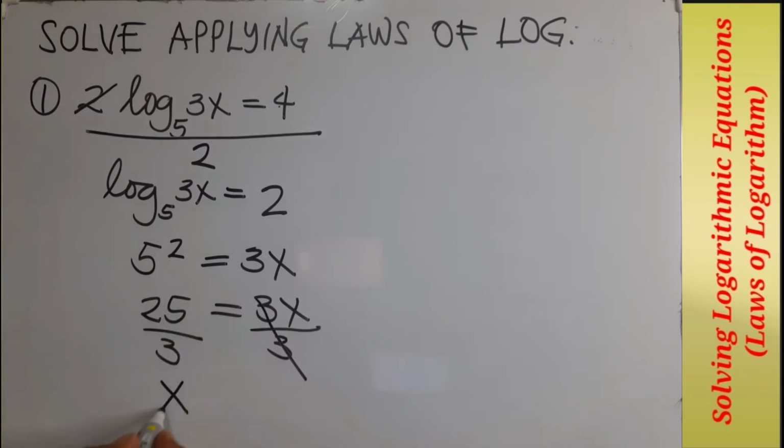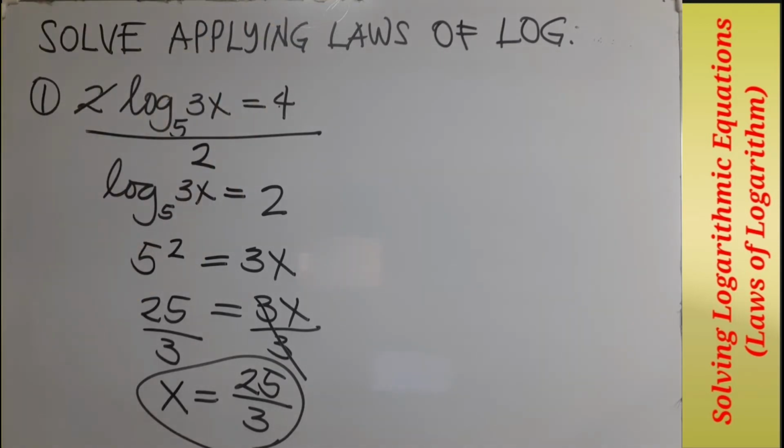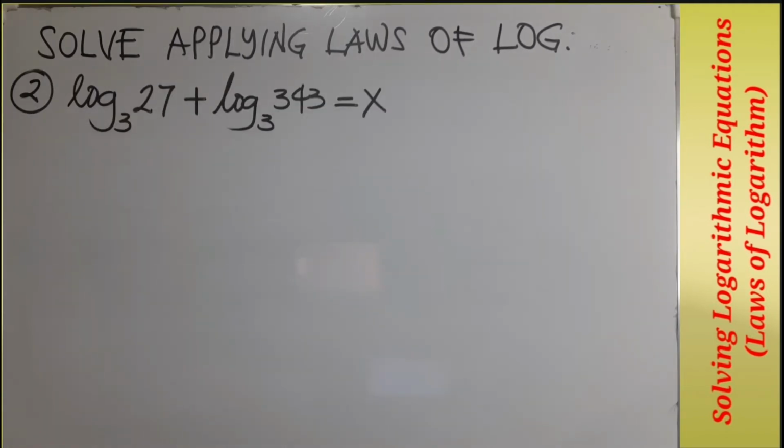So we have x equals 25/3. In this first easy example, the laws of logarithm are not yet applied. Only the inverse of logarithm, the exponential function, is applied. In problem number 2, we have the logarithm of 27 with base 3 plus the logarithm of 343 with base 3 equals x. To solve this, we will now apply the properties of logarithm.